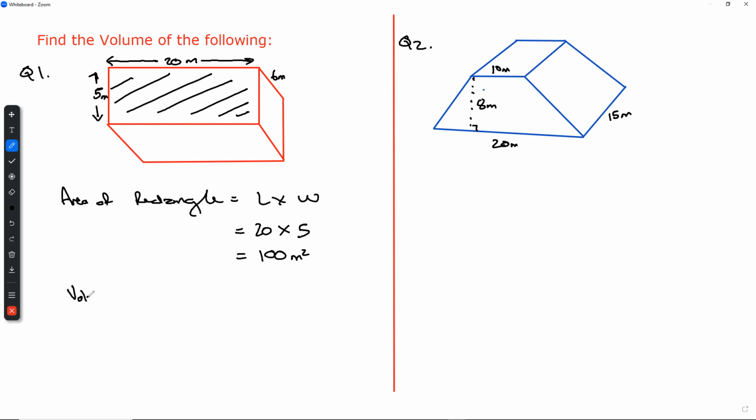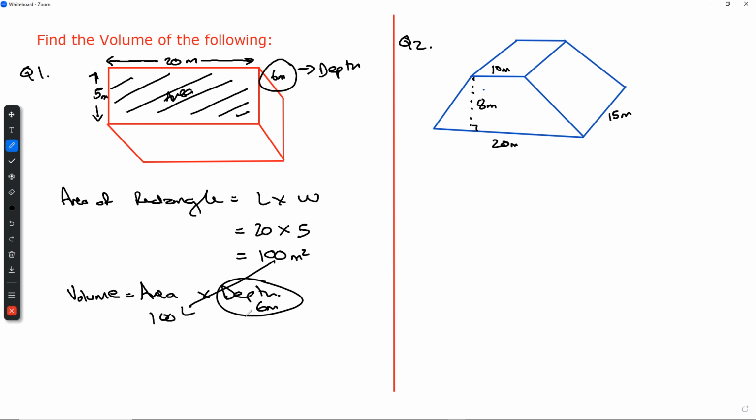Now the formula for volume says take the area and multiply it by the depth. So we take this area, which is known as the cross-sectional area because it's repeated all the way through, and multiply it by that number there, and that number is my depth. That is the number that makes my 2D shape into a 3D shape. It makes my rectangle into 3D because it moves 6 meters back. And so that'll be the depth over there, 6 meters. And now we're going to take 100 and multiply it by 6.